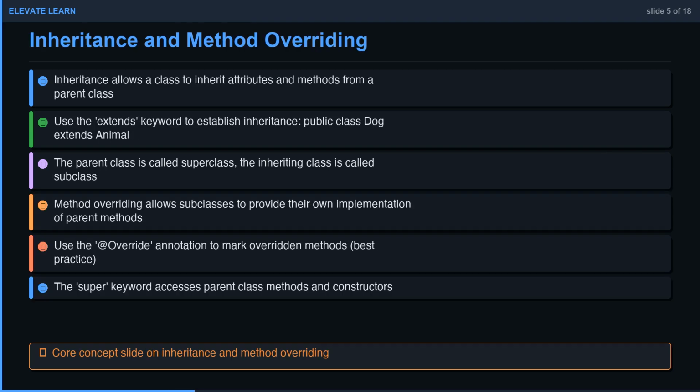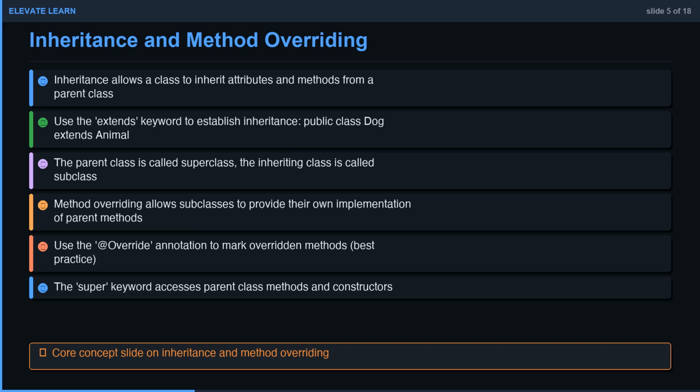Inheritance is one of the three pillars of OOP, and it's incredibly powerful. Instead of rewriting code, you can create a parent class with common functionality and have child classes inherit from it. For example, you might have a general Animal class and then Dog and Cat classes that extend it. In Java, we use the extends keyword to establish this relationship. The parent class is called the superclass, and the child class is the subclass.